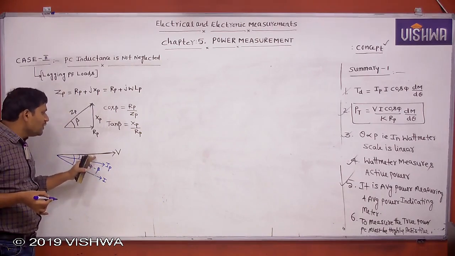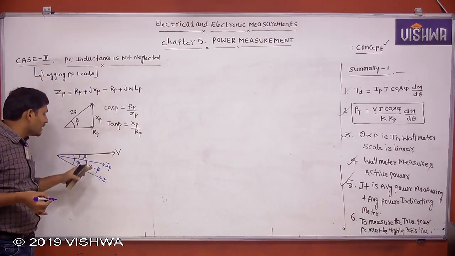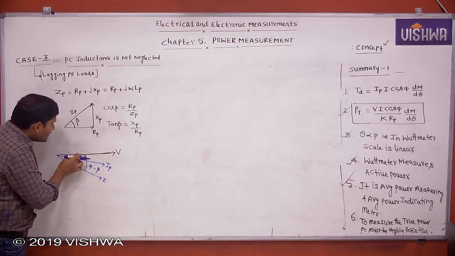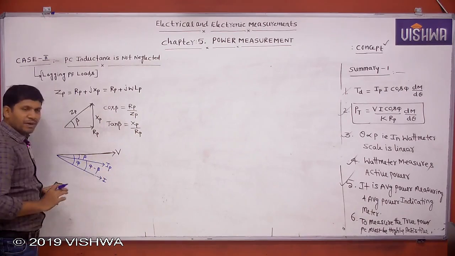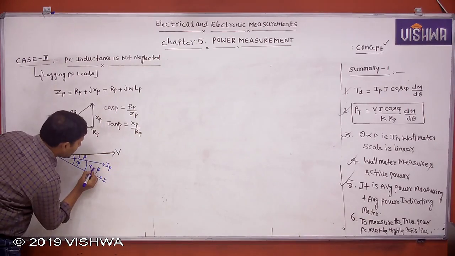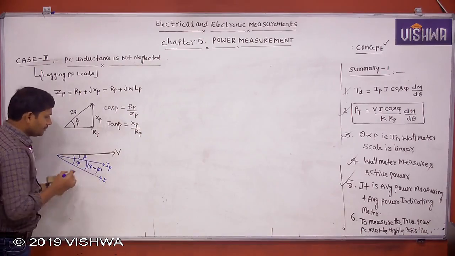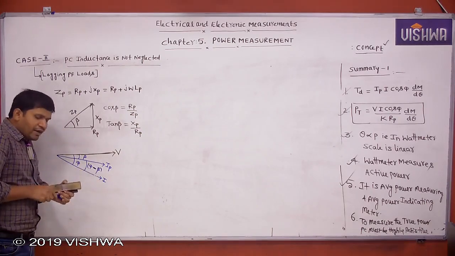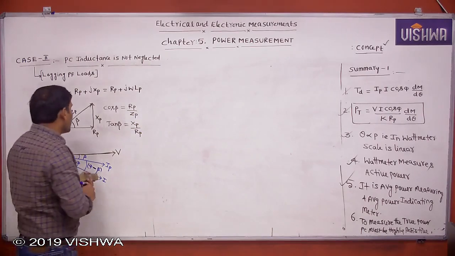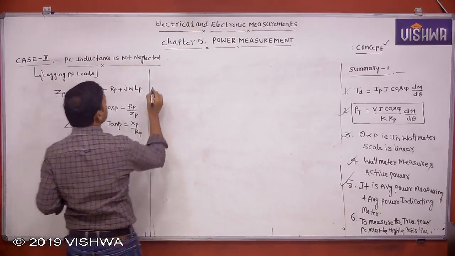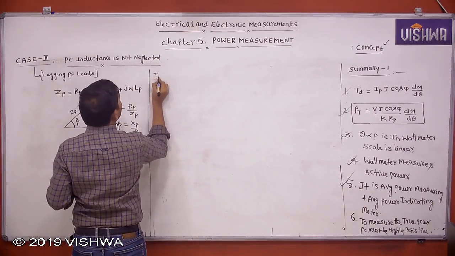Why does Ip lag V? Because we are assuming that the pressure coil has some inductance. Now, the angle between Ip and V is beta, and the angle of I is phi. So this angle is phi minus beta. The angle between Ip and I is phi minus beta. Again, no need for derivation. Directly write the expression for the torque equation in this case. Can you write it? Now, what is the deflecting torque produced?